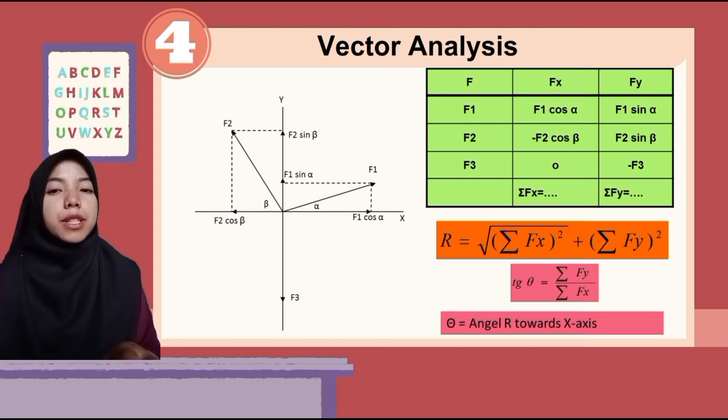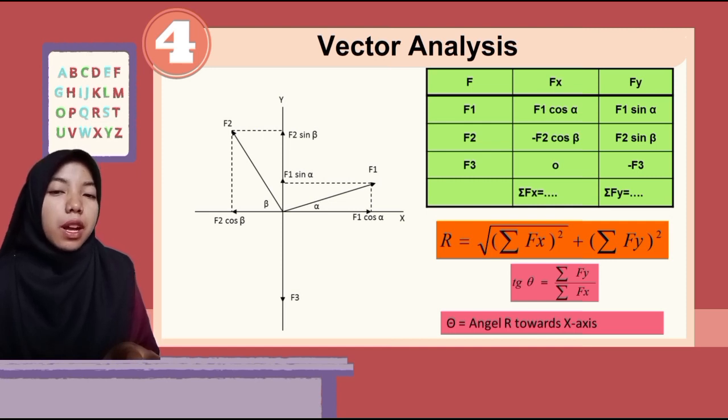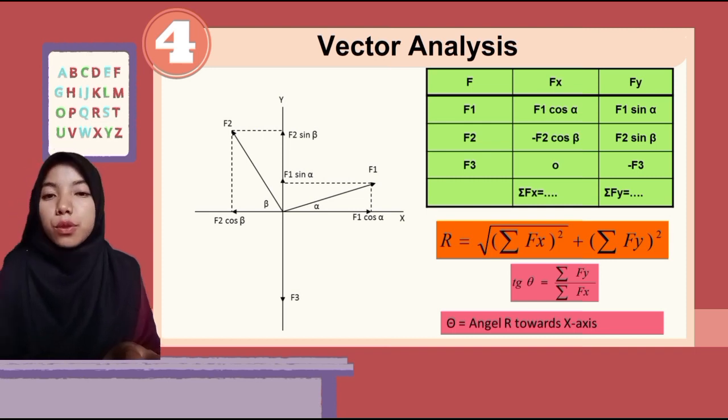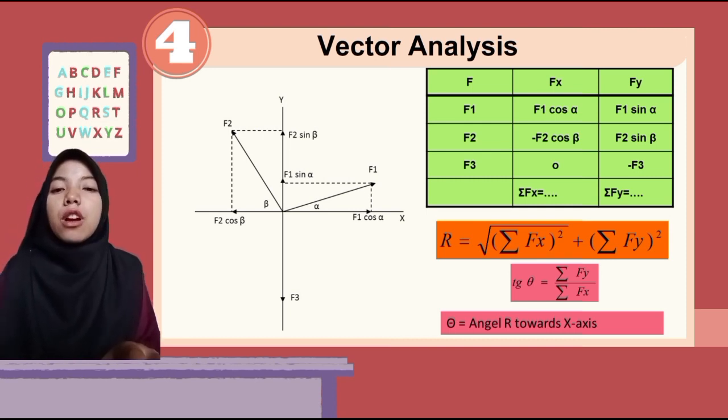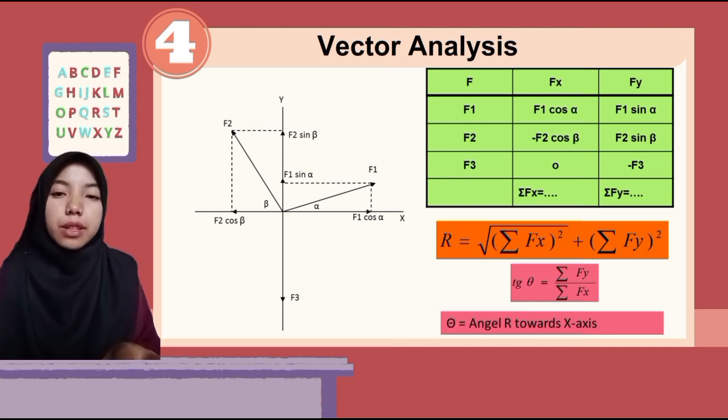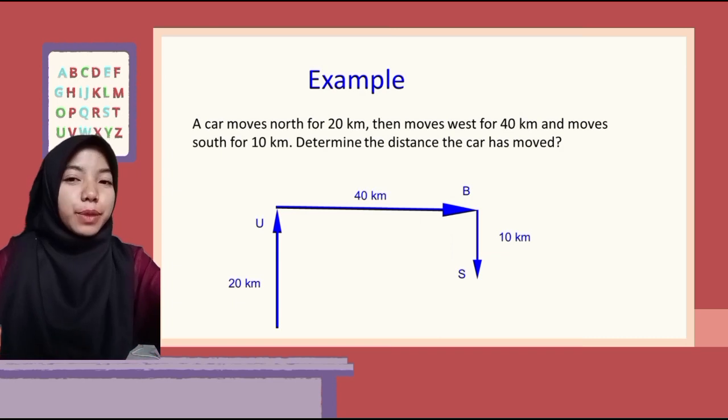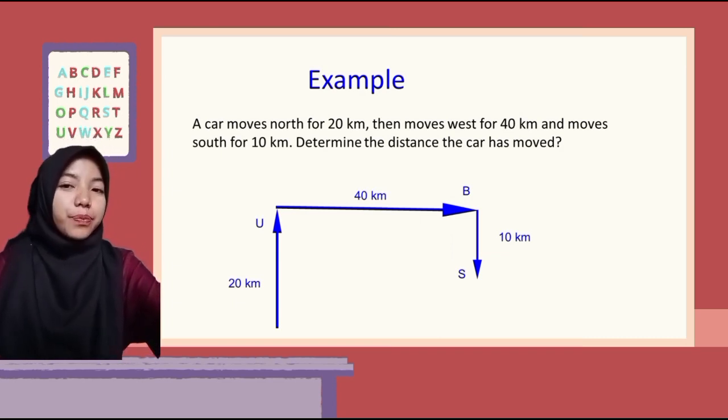Observe the image beside. For F1, the value of Fx is F1 cos alpha. For Fy is F1 sin alpha. For F2, the value of Fx is F2 cos beta, and for Fy is F2 sin beta. For F3, the value of Fx is 0, and for Fy is minus F3. Okay, for the example, we can see in the slide.